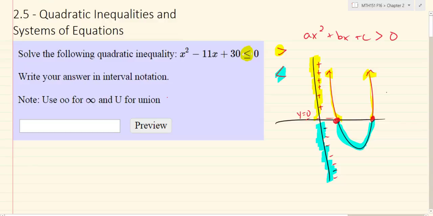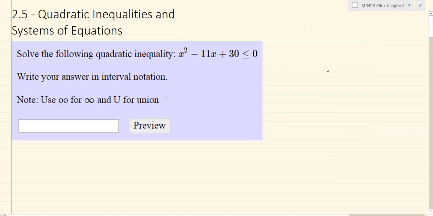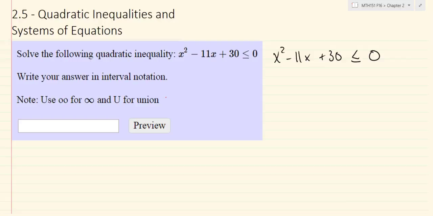So this is where your inequality, you would have ax squared plus bx plus c is greater than 0, and this is where ax squared plus bx plus c is less than 0. And this is where ax squared plus bx plus c equals 0, here and here. So we have x squared minus 11x plus 30 is less than or equal to 0. And what you need to do is solve this inequality for x. You've got to find the x-intercepts.